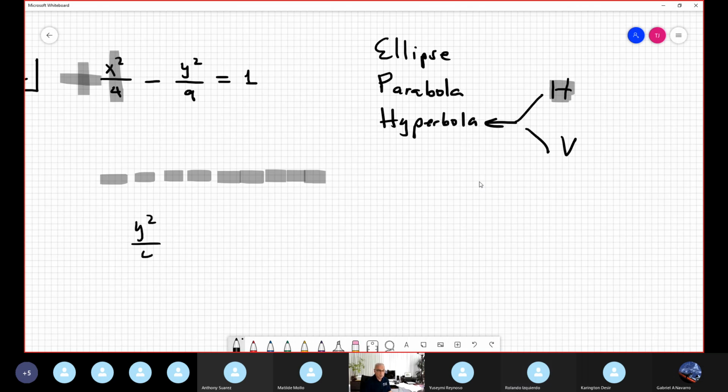y squared over 4 minus x squared over 9 equal 1. Repeat the question. What kind of hyperbola do we have in this example? So it'll be vertical? Because y is put in the positive part of the equation. That is the reason this hyperbola looks like that, and this hyperbola looks like that. Correct? Okay, I understand now.